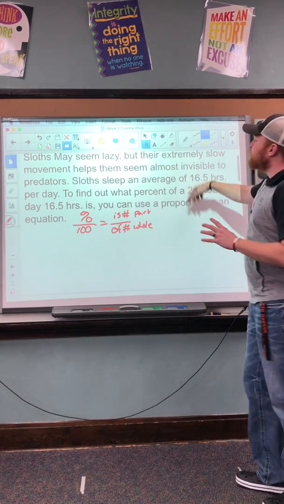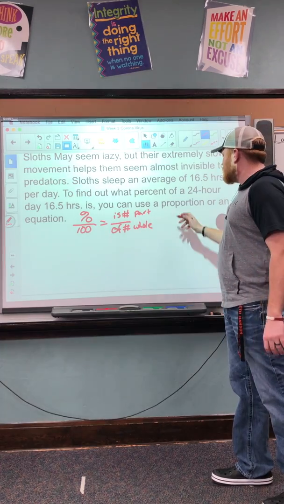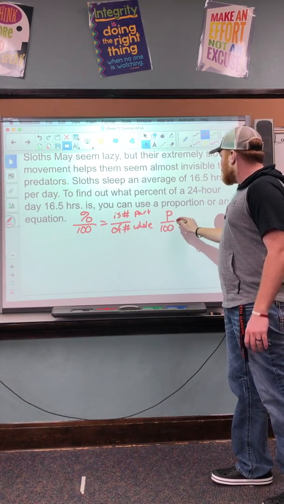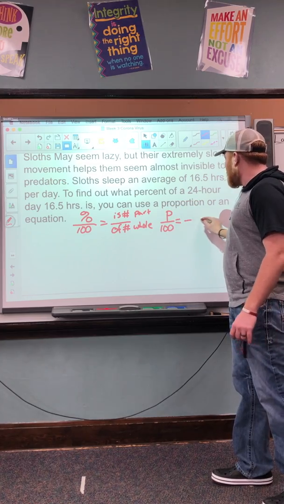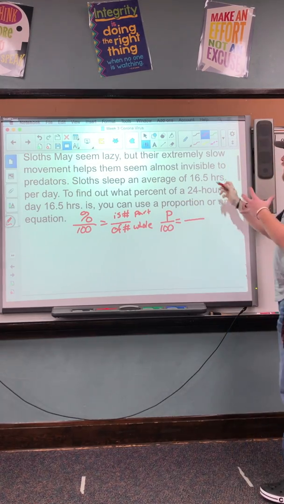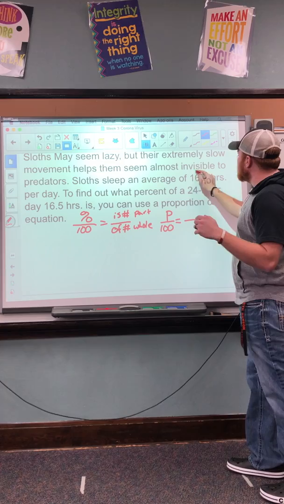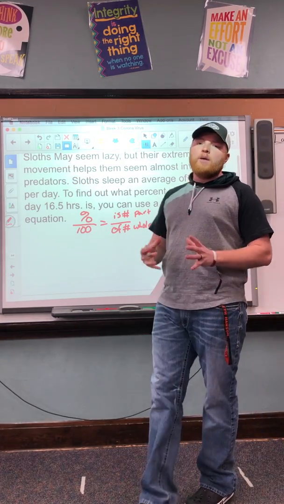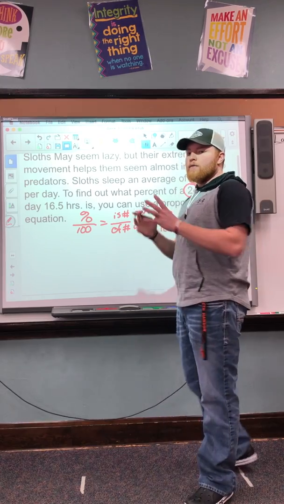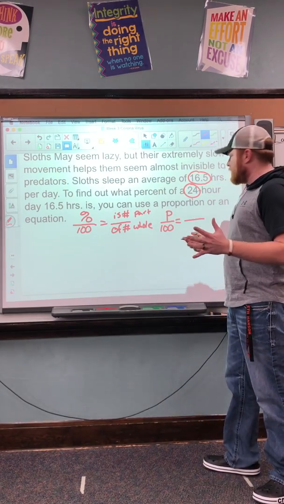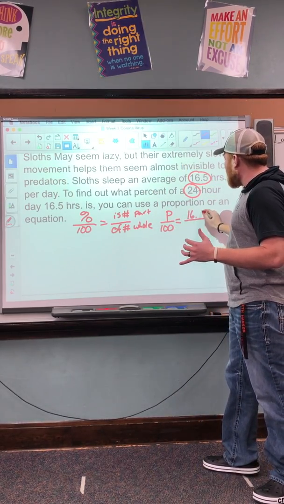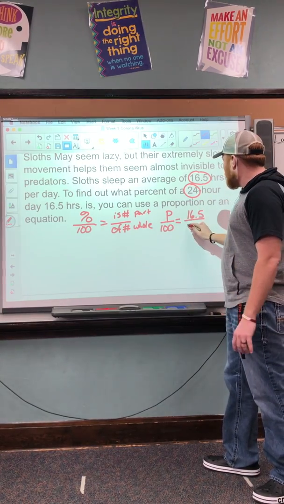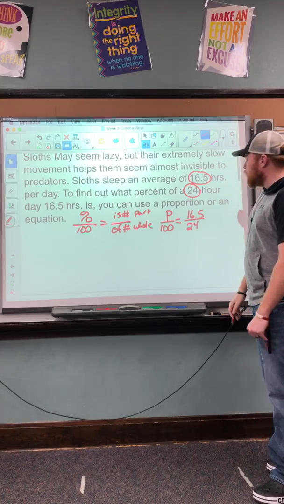In this problem, we don't know the percent, so that's our variable. Let's put P for percent over 100 equals the part. We're dealing with two numbers here, 16.5 and 24. Which number is part of the hours? It's 16.5, because in a whole day there's 24 hours. So then it would be 24.